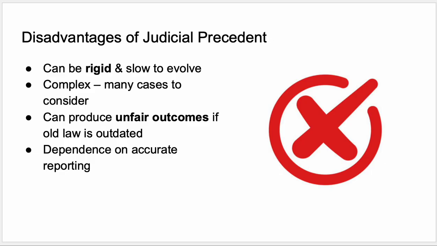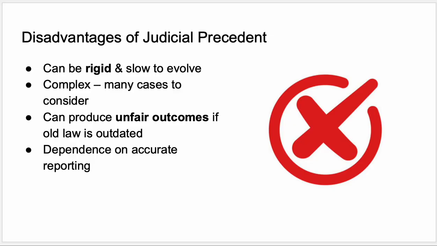Could be complex as well. There are thousands of cases, and working out which one applies can feel like trying to find the right page in a great big textbook that never ends. Another disadvantage is that it can lead to unfair outcomes. So sometimes an old case just doesn't fit the situation in front of the judge, but they still have to follow it. So the right legal rule might produce a result that feels morally wrong today, for example.